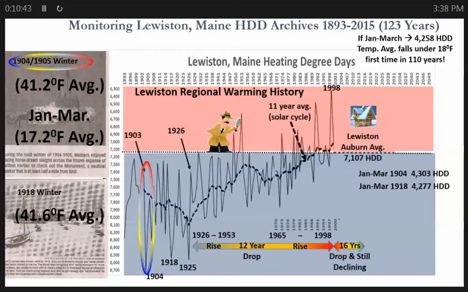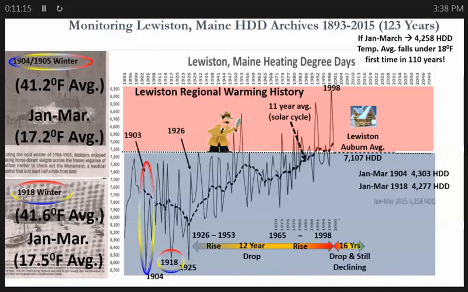And then January through March 1919, 4,277 heating degree days. And that translates, as you see over here, to 17.5 degrees for the January through March time period, which translates, as you can see here, to these images. And this is very reminiscent of what we were seeing in the last 3 months.